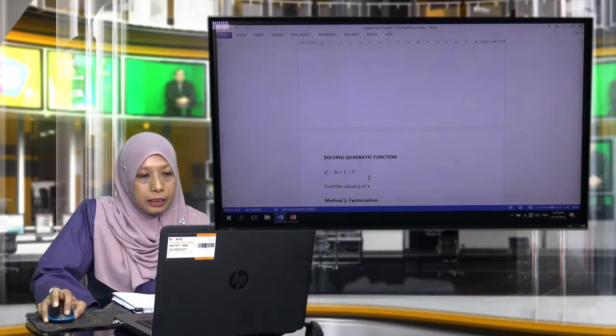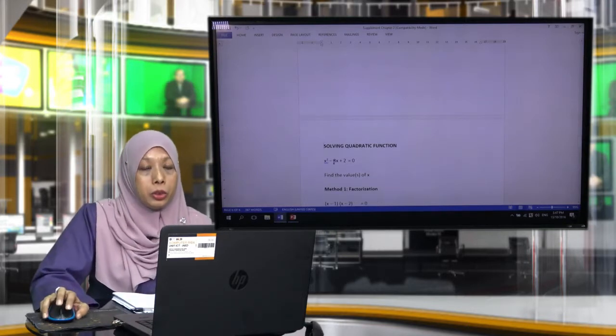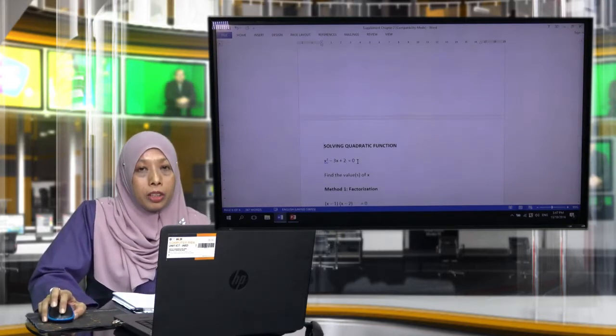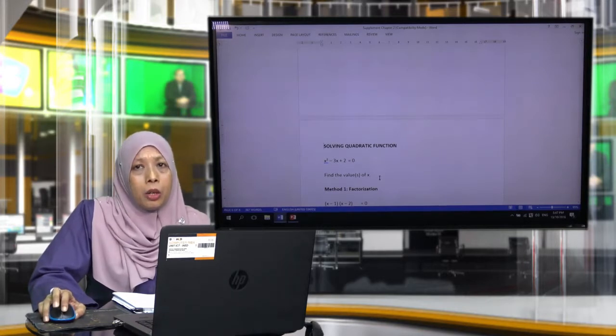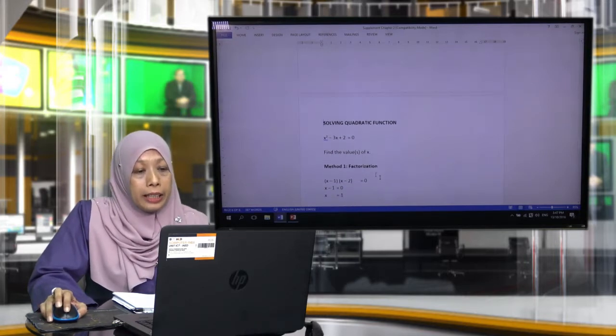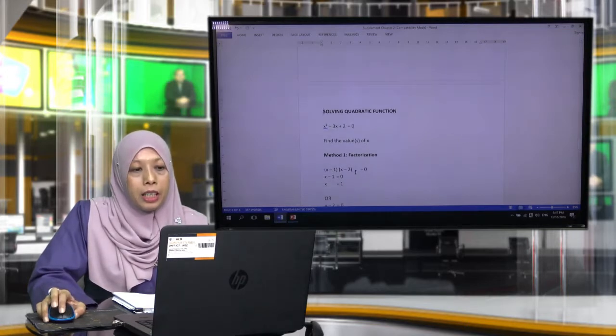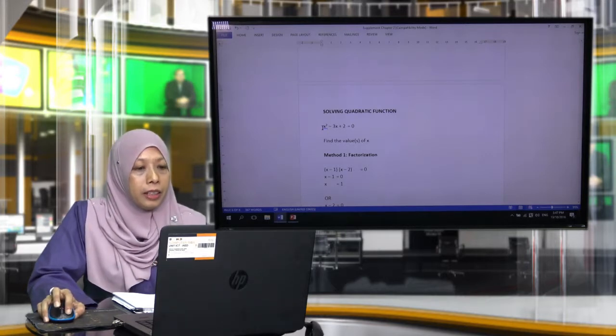Now another calculus technique that you need to know is how to solve a quadratic function. Now a quadratic function is a function where the highest exponent is equal to 2. So an example would be x squared minus 3x plus 2 equals 0. If you are asked to find the value for x, there are 3 ways in which you can solve it. So method 1, you can use factorization.